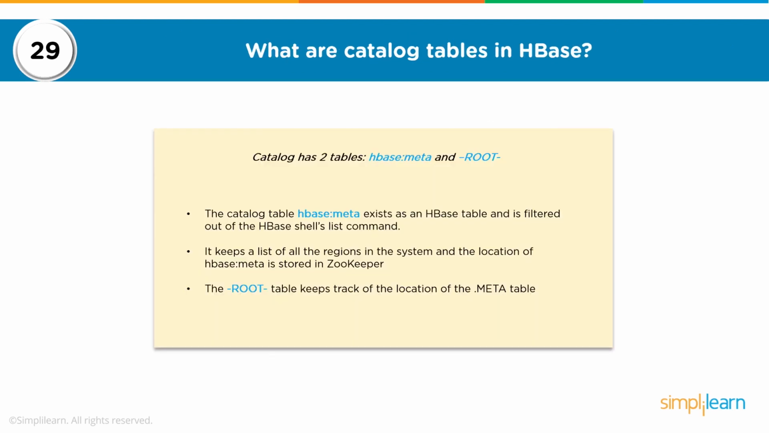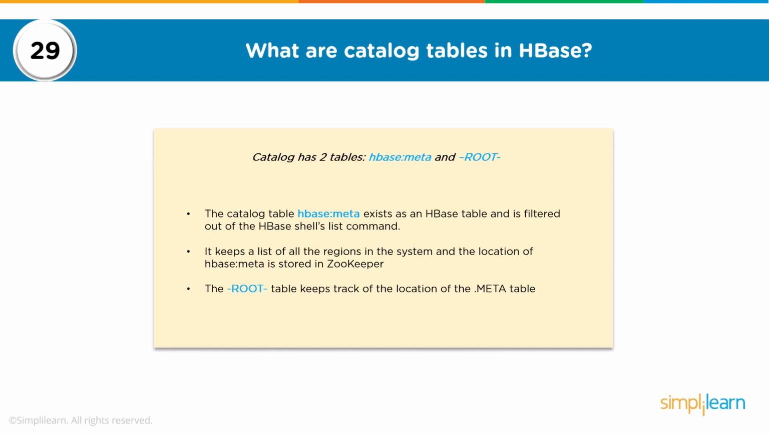What are catalog tables in HBase? So as I mentioned, your Zookeeper knows the location of this internal catalog table, or what we call the meta table. Now, catalog tables in HBase have two tables. One is the HBase meta table and one is -ROOT-.